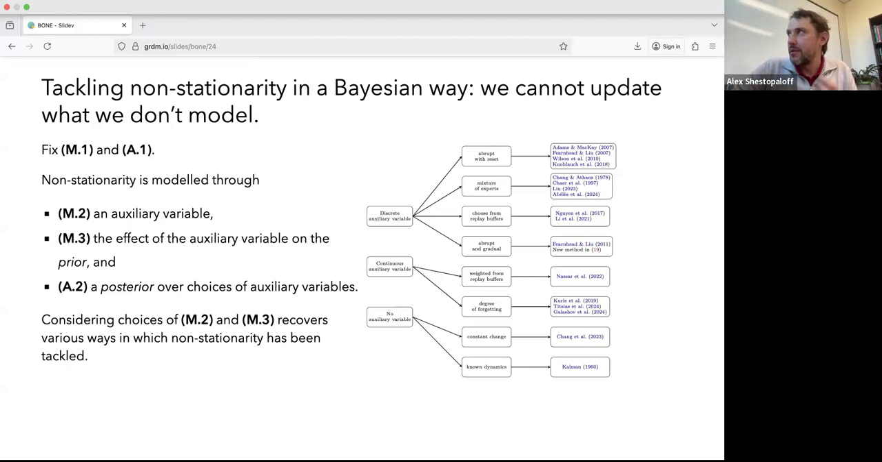So the parameters have some noise added to them bit by bit over time, and the addition of this noise increases the plasticity of the model, and this allows us to adapt to new data streams. Okay. And basically, in our framework, M2 and M3 can describe a large collection of existing methods, which describe how non-stationarity has been addressed before.